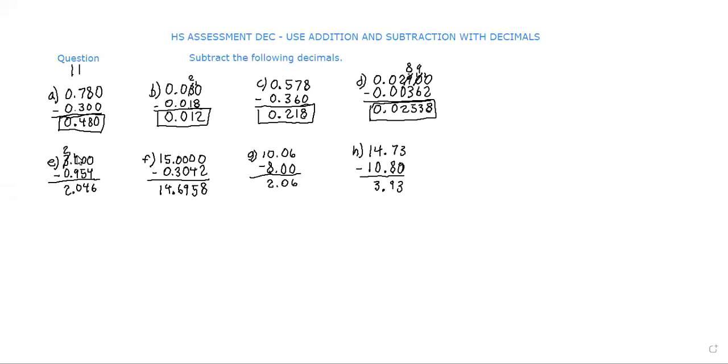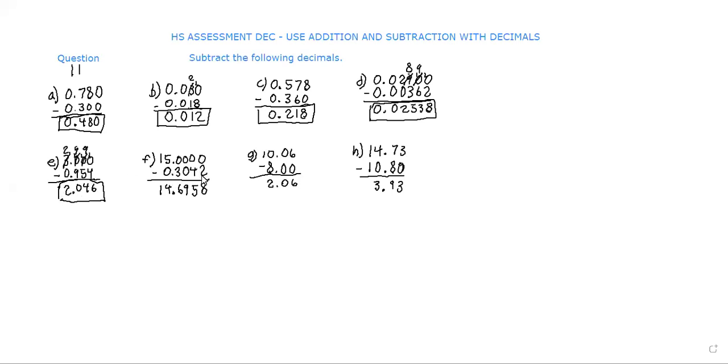That's a 10. Right? We're going to borrow 1 from there. It's going to turn a 10 into a 9. And then this becomes a 10 because we're bringing 1 over there. Then we're going to borrow 1 from there. That's going to turn that 10 into 9. And then this becomes a 10. Now we can do the problem. 10 minus 4 is 6. 9 minus 5 is 4. 9 minus 9 is 0. And 2 minus 0 is 2. So our answer will be 2.046.